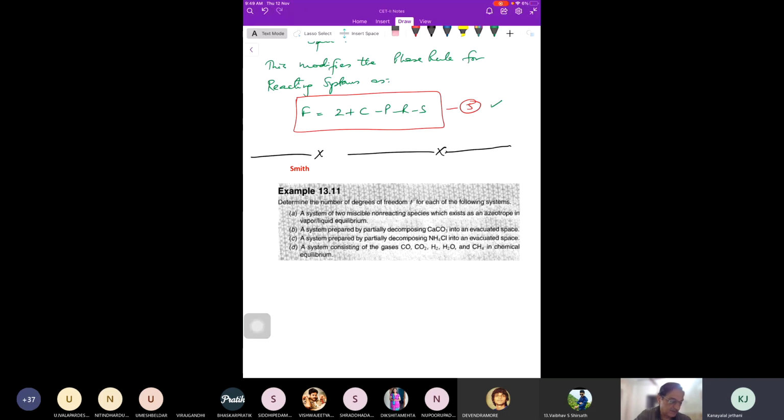Determine the number of degrees of freedom F for each of the following systems. A system of two miscible non-reacting species which exist as an azeotrope in vapor liquid equilibrium. This is no reaction, right? Non-reacting. So no reaction ke liye kar sakte, karke dikhao. We have done similar examples before, right? Phase rule without reaction. Let's see who can do it. Then we'll proceed to the next one.